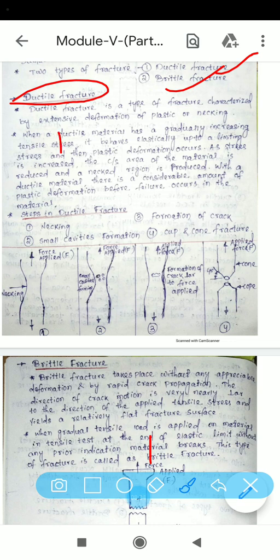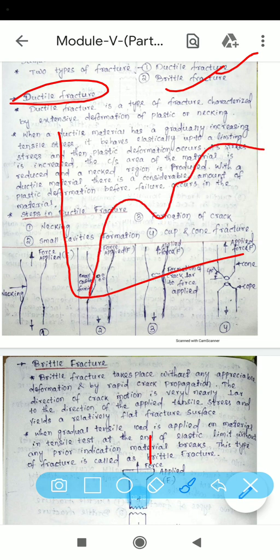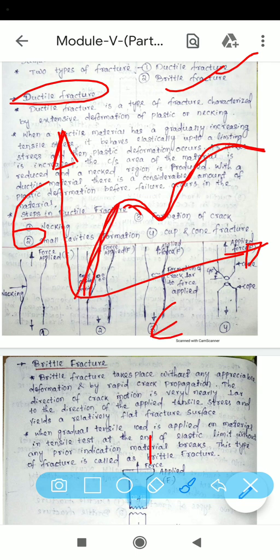So it follows the stress strain diagram for what material? Ductile material, means mild steel. This one is stress, this one is strain. This is a straight line, the elastic region, then this is your plastic region, ultimate breaking. Here the deformation takes place, means necking will be there. So it is a ductile fracture.